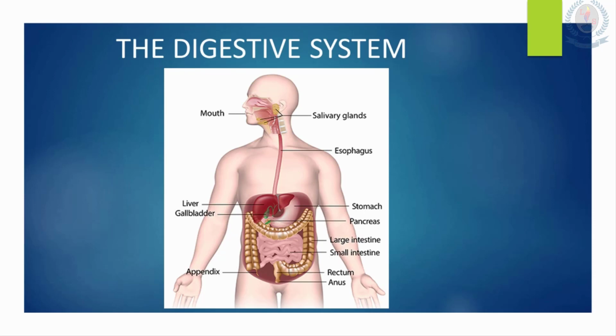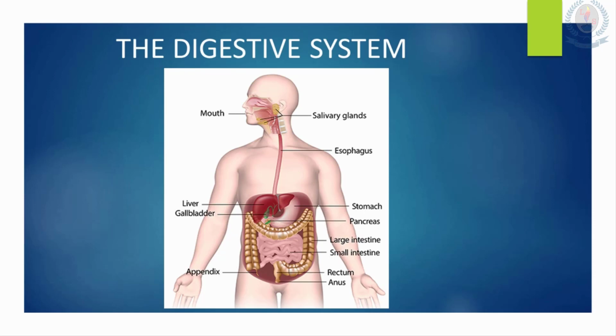Then the pancreas. What is the function of the pancreas? The main function is producing different enzymes which play a vital role in food digestion. The enzymes secreted from the pancreas can break down proteins, fats, and carbohydrates.